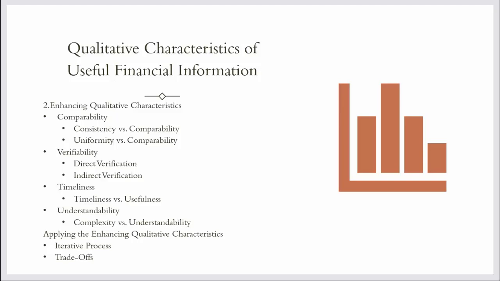Timeliness. Explanation. Timeliness means that information is available to decision makers in time to influence their decisions. Information loses its relevance if it is not available when needed. Therefore, providing information promptly is crucial for its usefulness. Timeliness versus usefulness. Generally, the older the information, the less useful it becomes. However, some information remains relevant over longer periods because it helps users identify and assess trends.